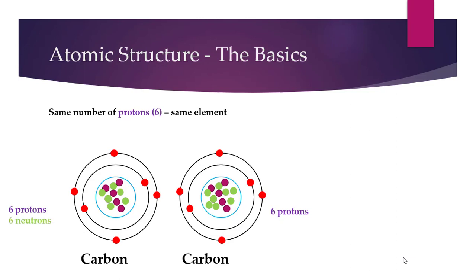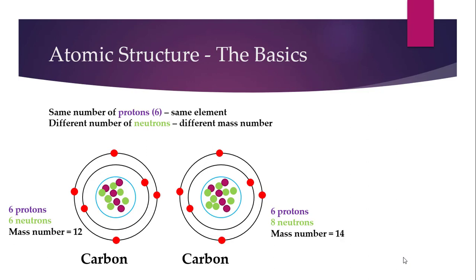If we count the neutrons, we see the one on the left has 6 neutrons, the one on the right has 8 neutrons. That is different. If you have a different number of neutrons, you have a different mass number. So the mass number of the carbon on the left is 12, the carbon on the right is 14. These are what are called isotopes. An isotope are atoms of the same element with different numbers of neutrons and thus different mass numbers.